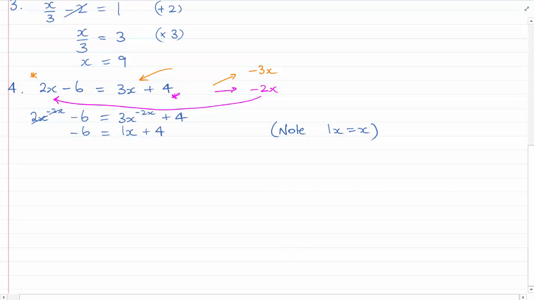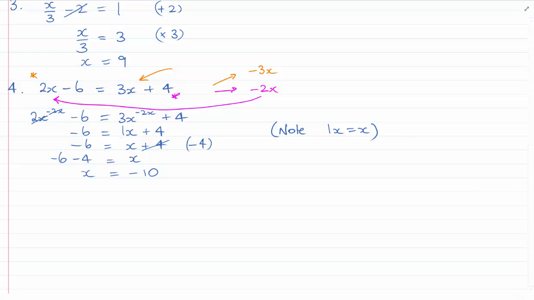Now I've got this x here. So I have negative 6 equals x plus 4. And I'm going to remove the 4 by subtracting 4 from both sides, leaving me with negative 6 minus 4 equals just x. And of course that means that x is equal to negative 10. And I'm relying on your understanding and ability to work with negative numbers in this question as well.